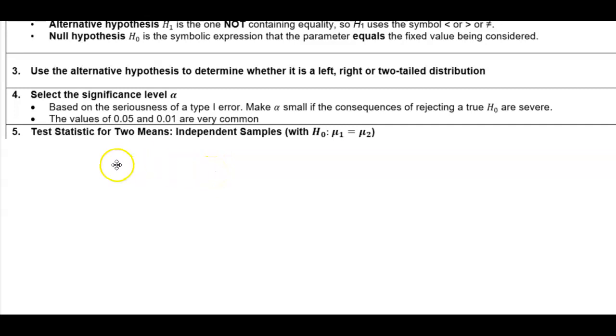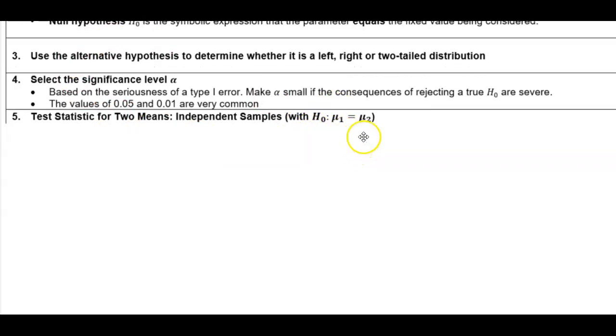Number 5, the test statistic for two means, independent samples, with a null hypothesis where population mean 1 is equal to population mean 2. So here's the formula for the test statistic. We have sample mean 1 minus sample mean 2, minus the quantity of population mean 1 minus population mean 2.